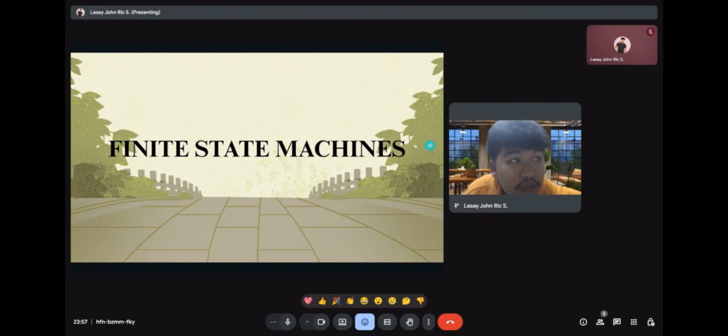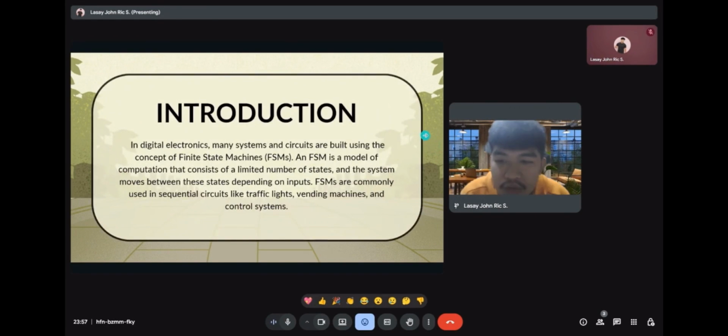So, introduction. In digital electronics, many systems and circuits are built using the concept of finite state machines, or FSMs. An FSM is a model of computation that consists of a limited number of states, and the system moves between these states depending on inputs. FSMs are commonly used in sequential circuits like traffic lights, vending machines, and control systems.